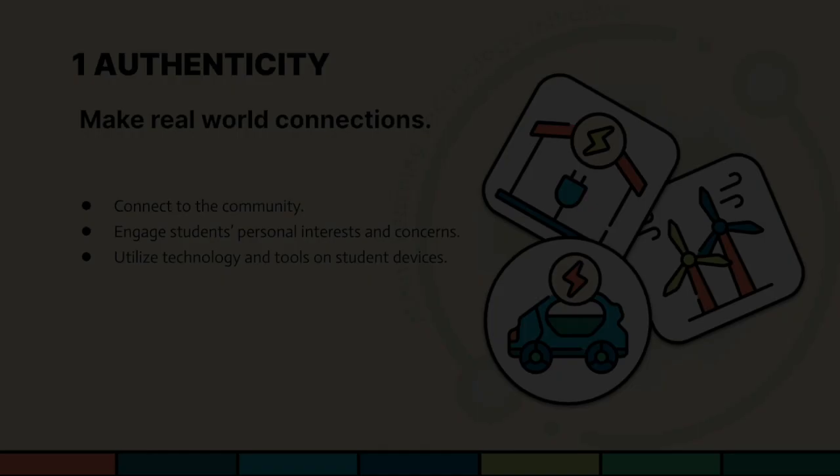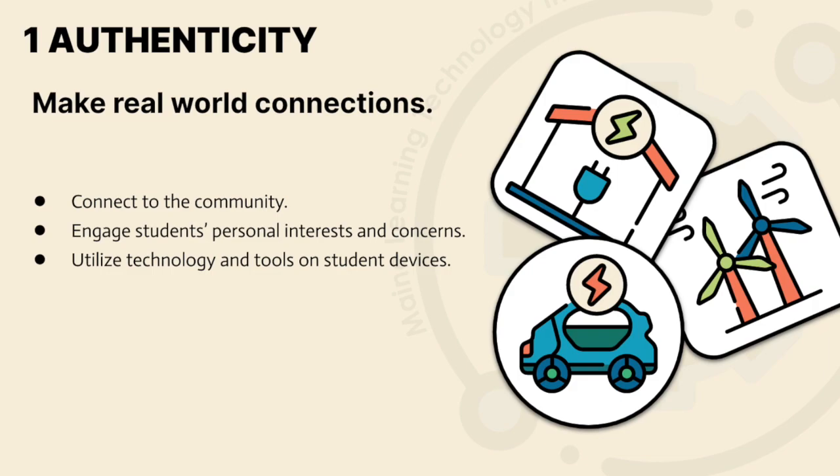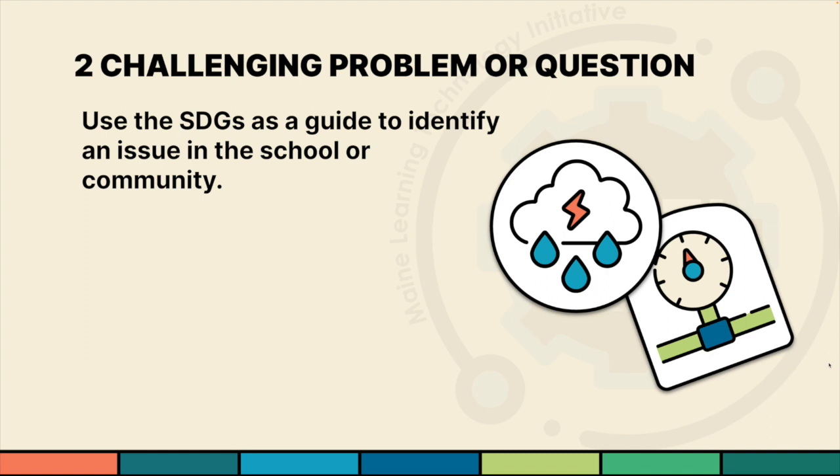The more your students know about the 17 goals, the better they will be able to focus on a perceived need that relates to their interests and concerns for the most authentic experience possible. Think about your school and your community in relation to the goals. How can your students make a real impact through their work?